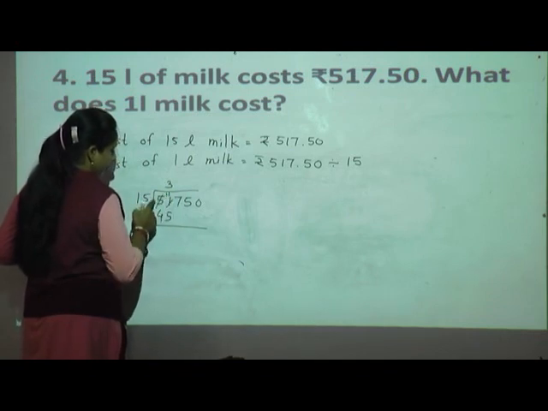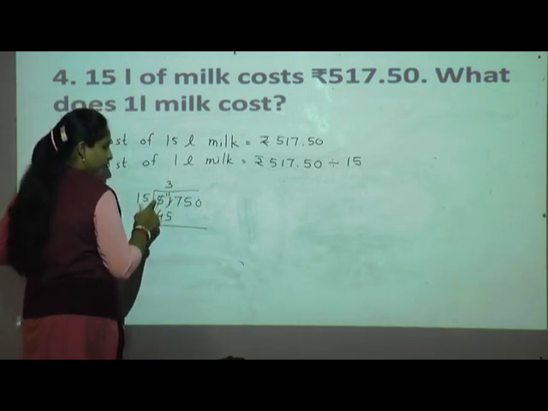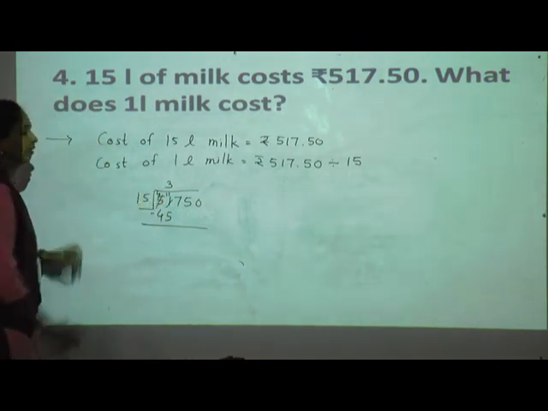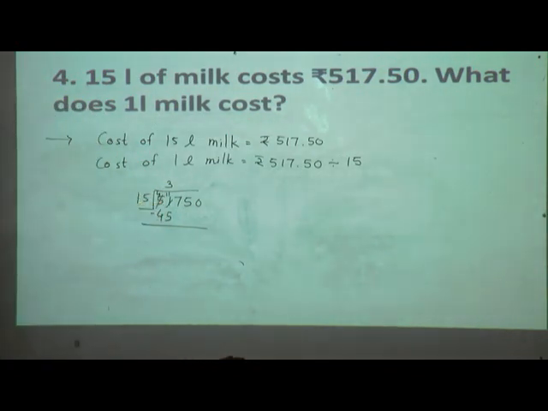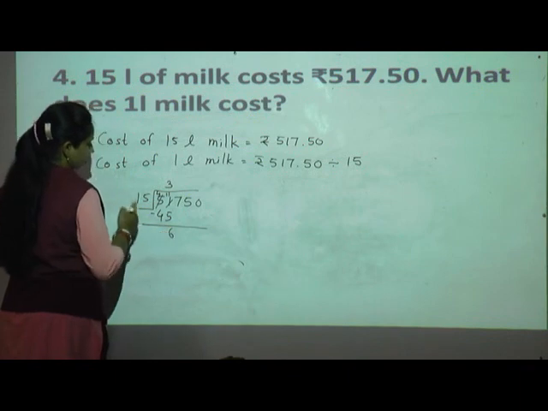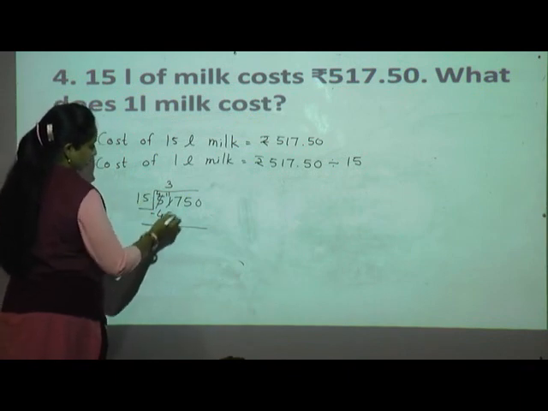Borrow from the neighbor. The neighbor has 5, he will give 1 here, so 4 will remain. Now 11 minus 5. Count after 5 till 11 comes: 6, 7, 8, 9, 10, 11. How many? 6. 4 minus 4 is 0.